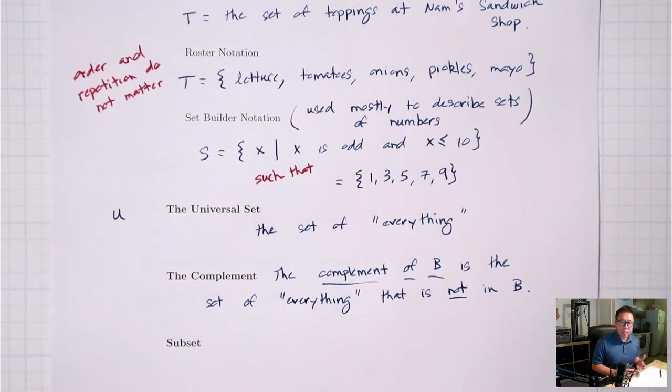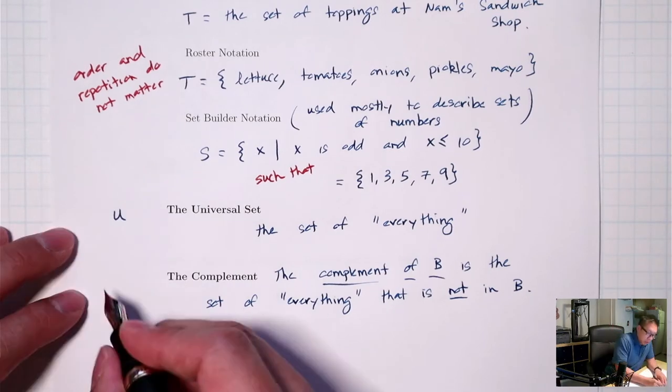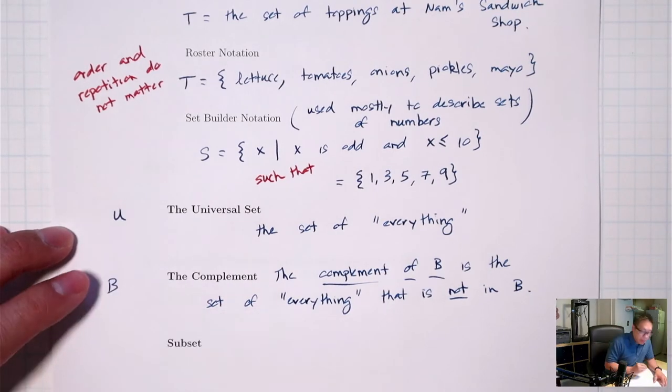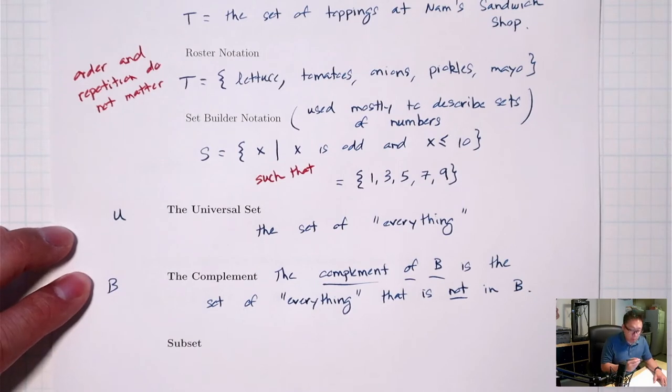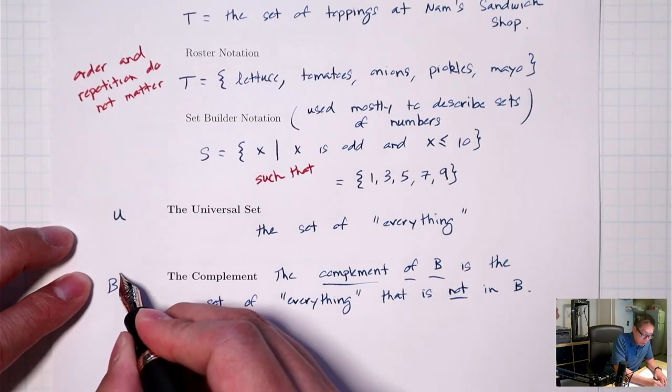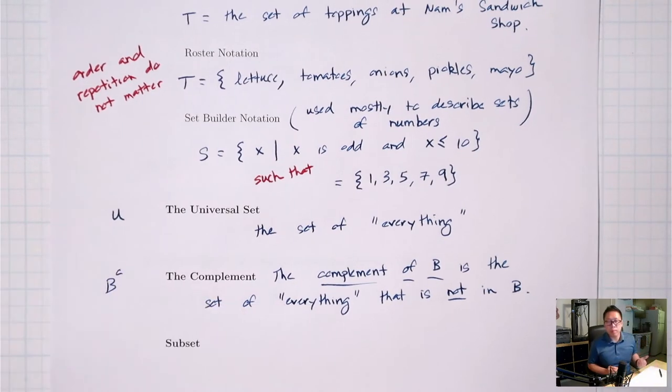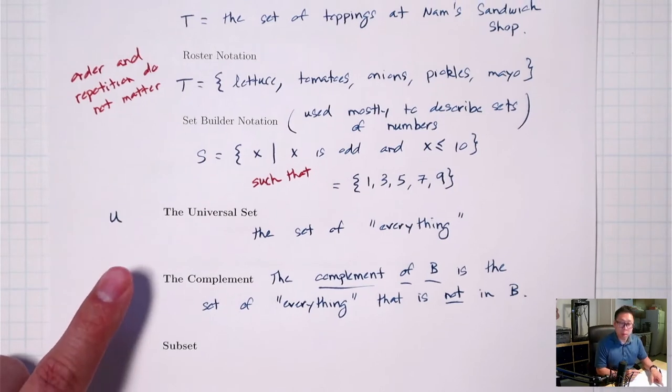So it's a set of everything that's not in B. The symbol for complement: B is the set, so the complement of B, you're going to use a superscript with a little c. Okay, so that means B complement.